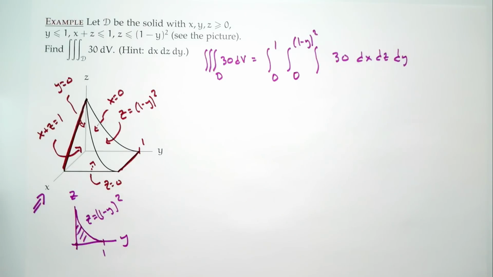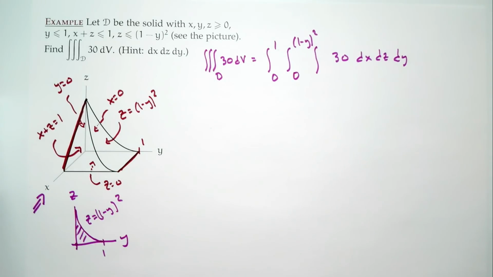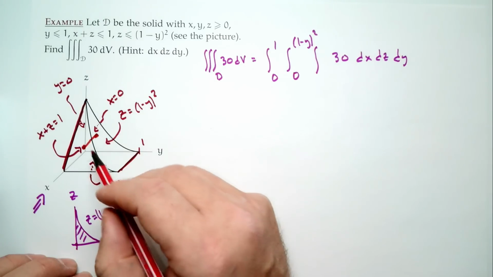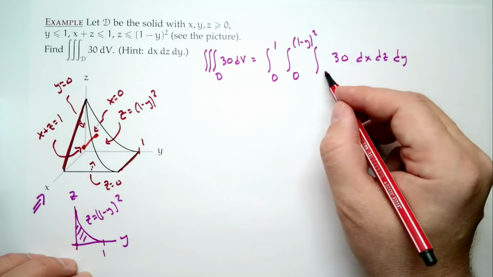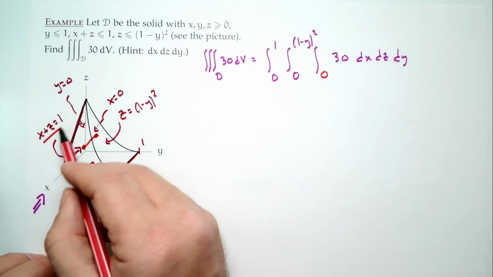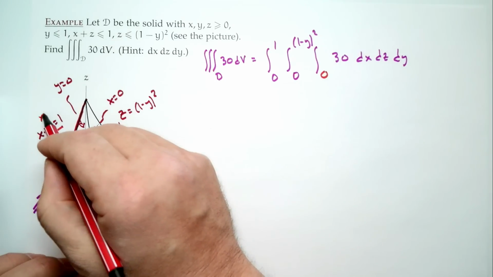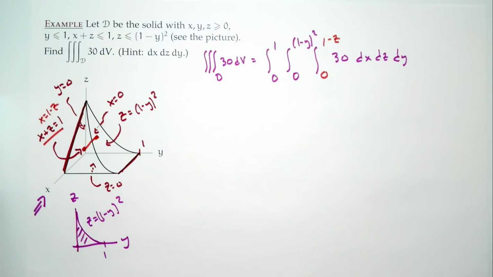Now, where does x go from? Well, when we think about what x does, x is going to move parallel to the x-axis. So in terms of our shape, we're going to start at the back, and move parallel to the x-axis until we hit the front. So what's the back shape? x equals 0. What's the front shape? Well, the front shape is this plane, x plus z equals 1. We have to write in terms of x, so this becomes x equals 1 minus z. So we go 0 to 1 minus z. All right, and now we're set up.